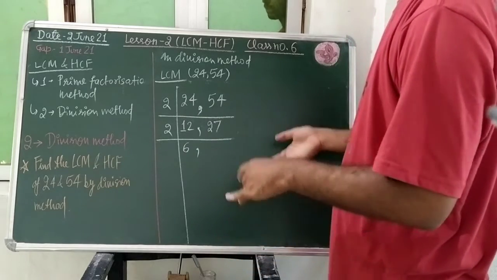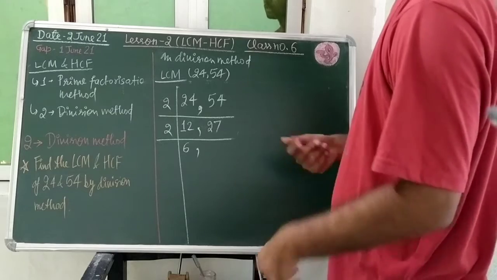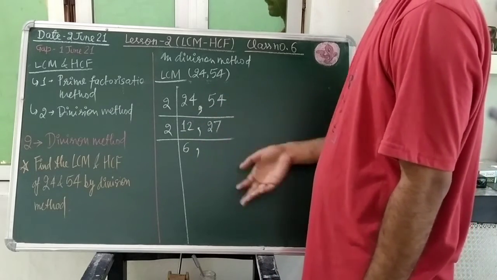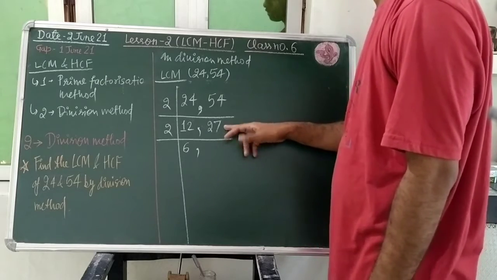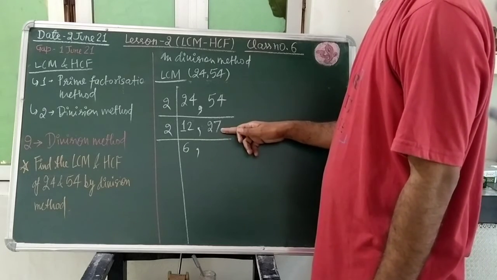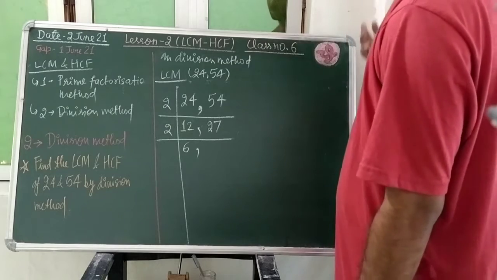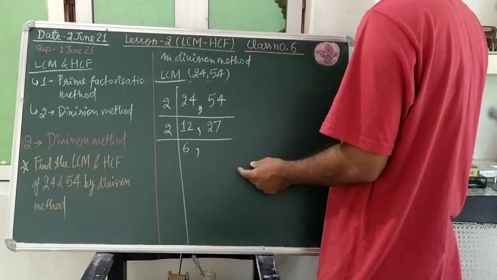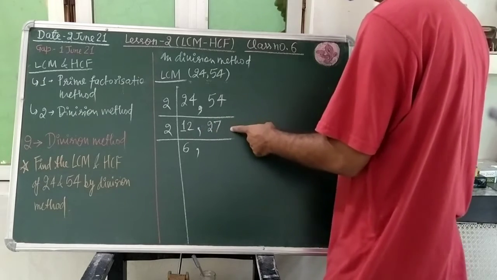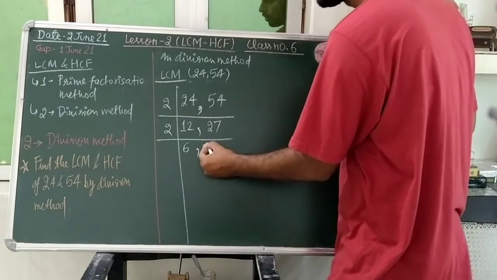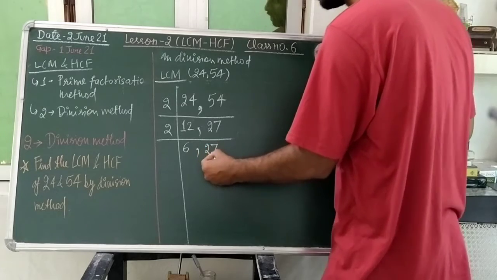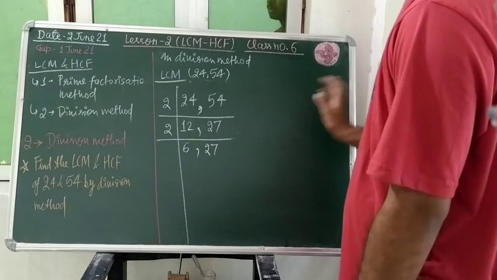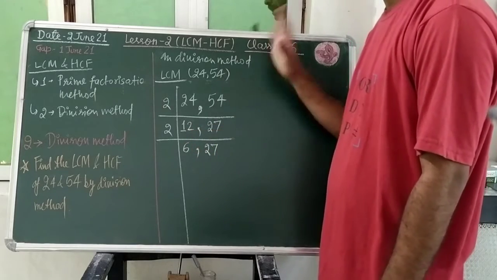Because divisibility by 2 tells us that if any number is divisible by 2, then at the unit place there should be an even number. But here you are not getting an even number. 7 is an odd number. So you can say that 2 is not going to divide this. Since 2 is not going to divide this 27, we will write 27 in the same way. Getting it? 2 will divide this 12. Okay, one line we have talked about.